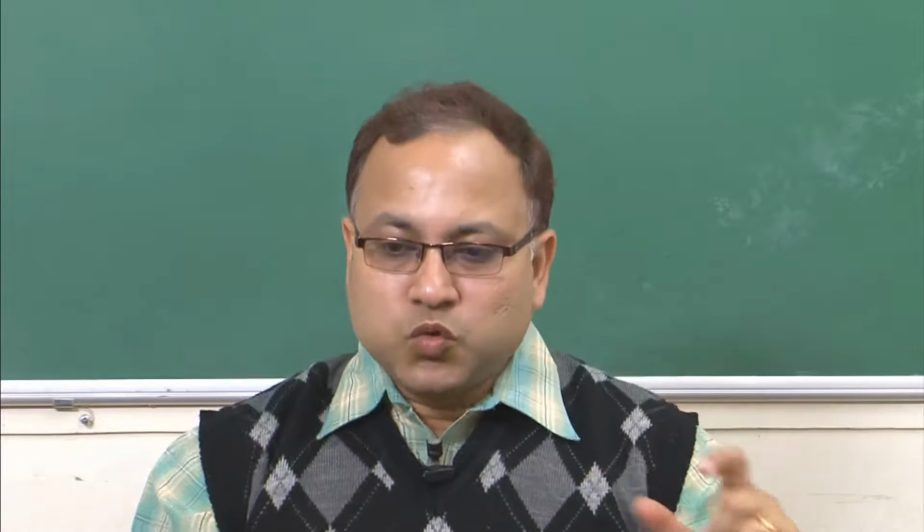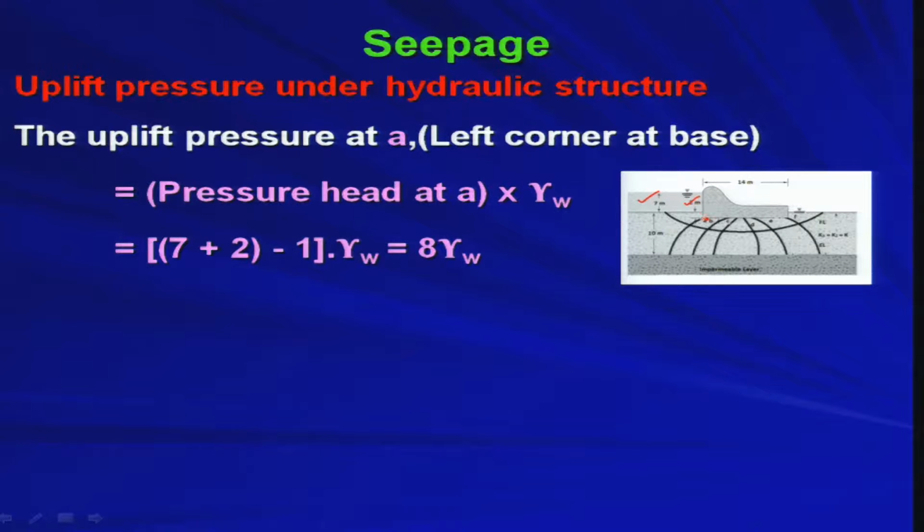So, 7 plus 2, that is the embedment. This is the point A. The depth of point A from the top water surface at the upstream side is nothing but 7 plus 2, that is 9. Now, when you are coming to point A, you are exhausting the first equipotential drop. So, 7 plus 2 minus 1, that is 1 is the loss you are accumulating. So, 9 is the total head minus the loss 1 is equal to 8 into gamma W. So, that is the uplift pressure at A.